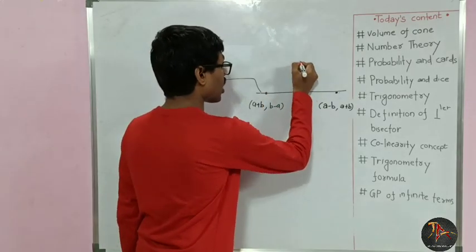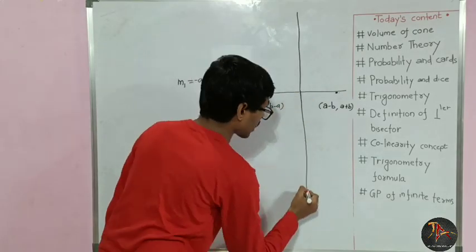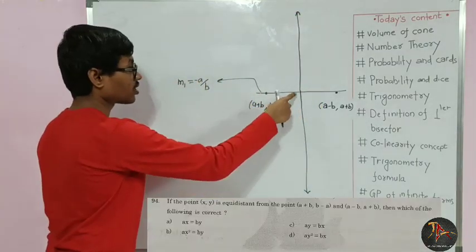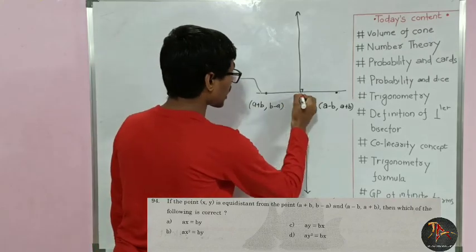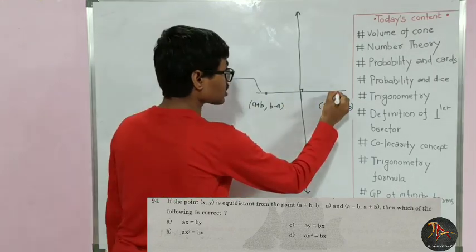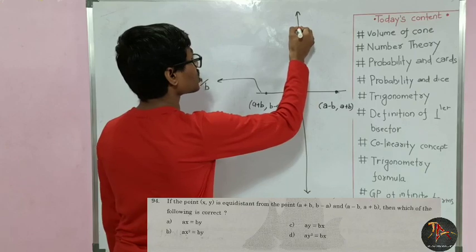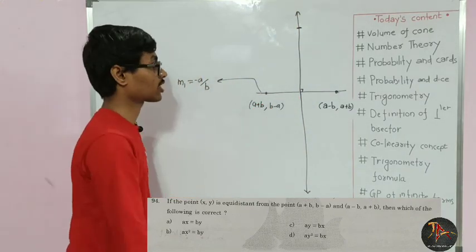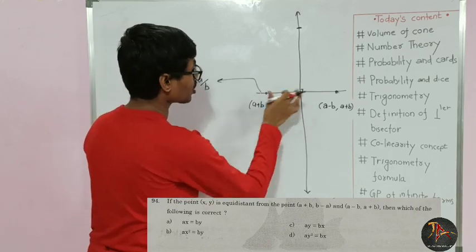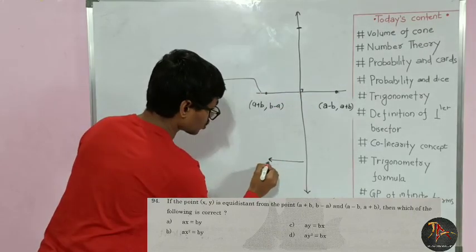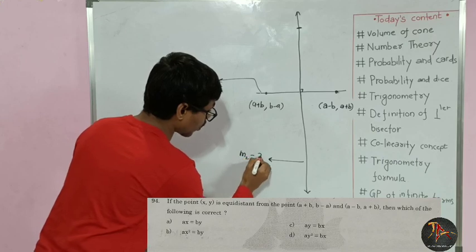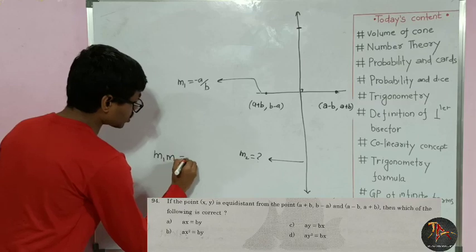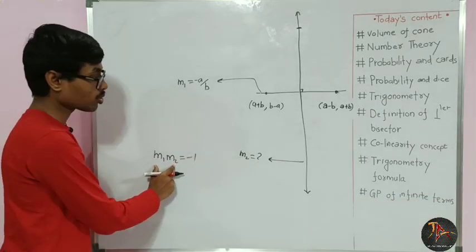Now I have to find the slope of this line. Now this line is the perpendicular bisector. Since any point on it is equidistant, suppose I take this point, so this point lies on the perpendicular bisector. Now this line is perpendicular to this line. So m2 is equal to what? Just now I explained that m1 into m2 is equal to minus 1.